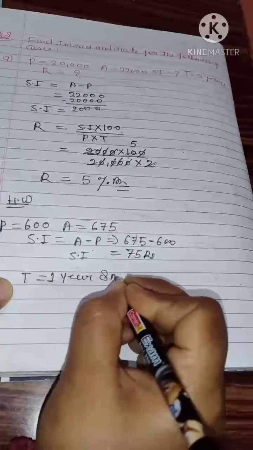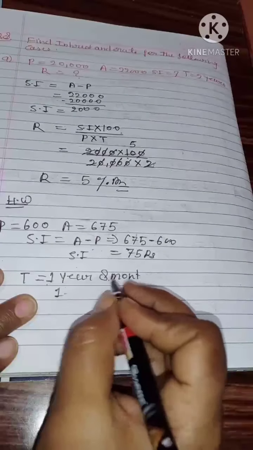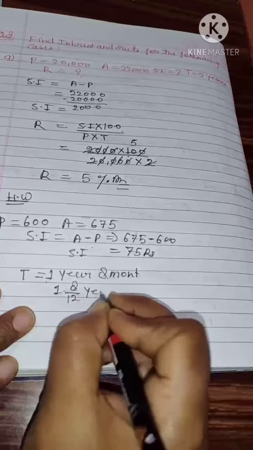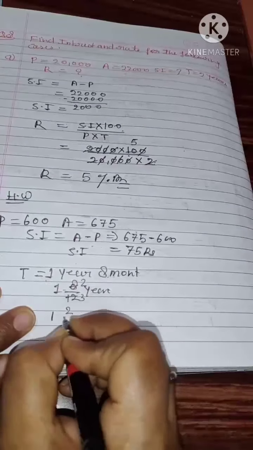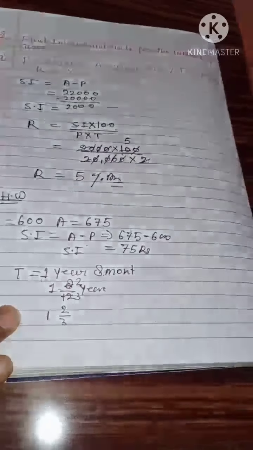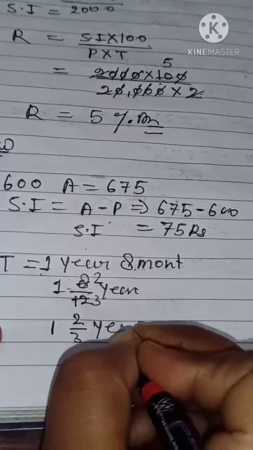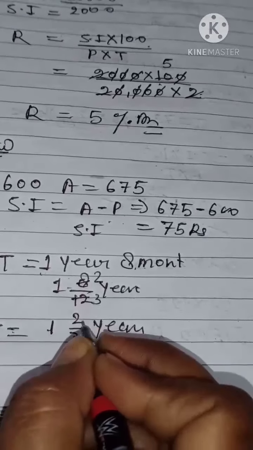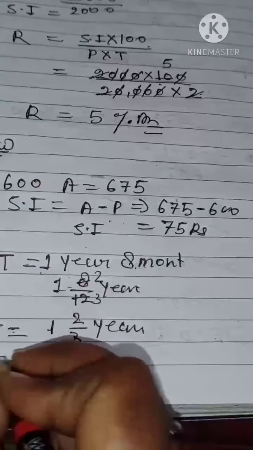Okay, so 1 year is fine. The 8 months will be converted into years. So 8 upon 12 year. 4 twos are 8, 4 threes are 12. So it will be 2 upon 3 year. See how I am converting it. 8 upon 12 is 2 upon 3, so 1 and 2 upon 3 years. This will be the time. So 3 ones are 3 plus 2 is 5. So 5 upon 3 years will become the time.